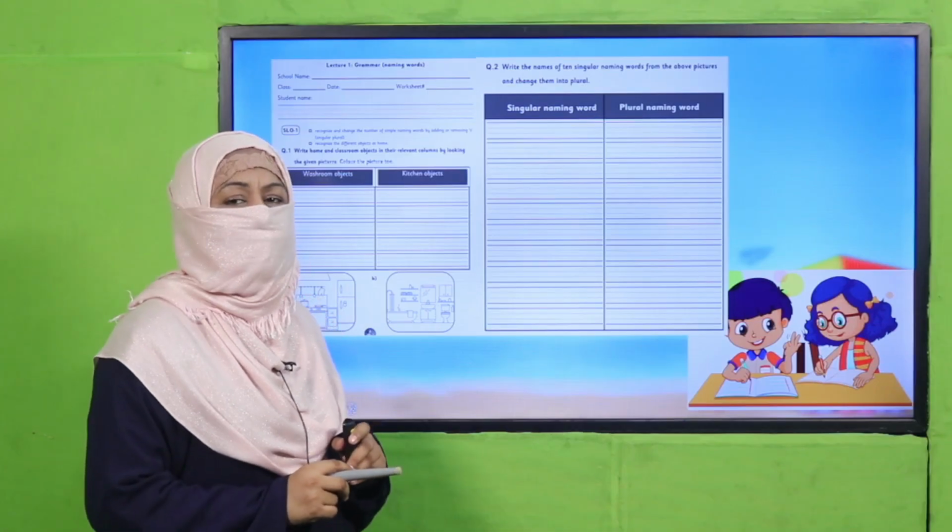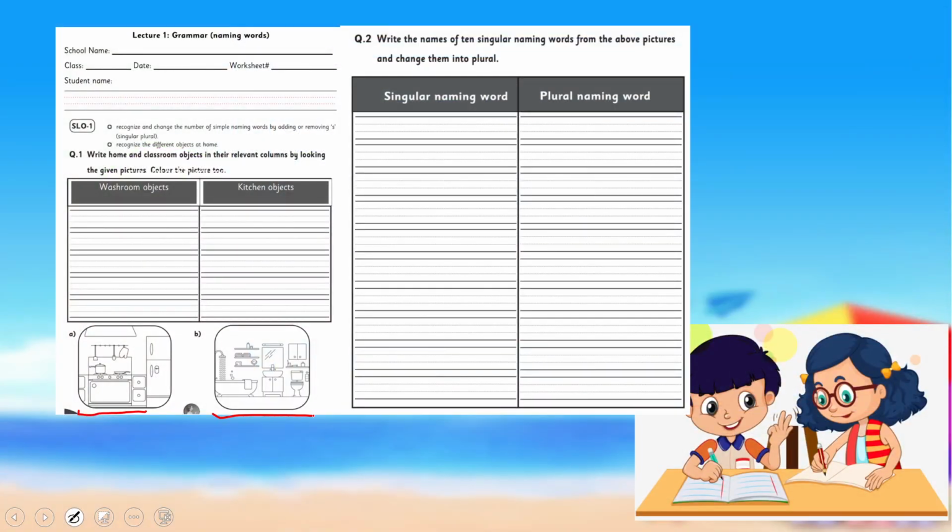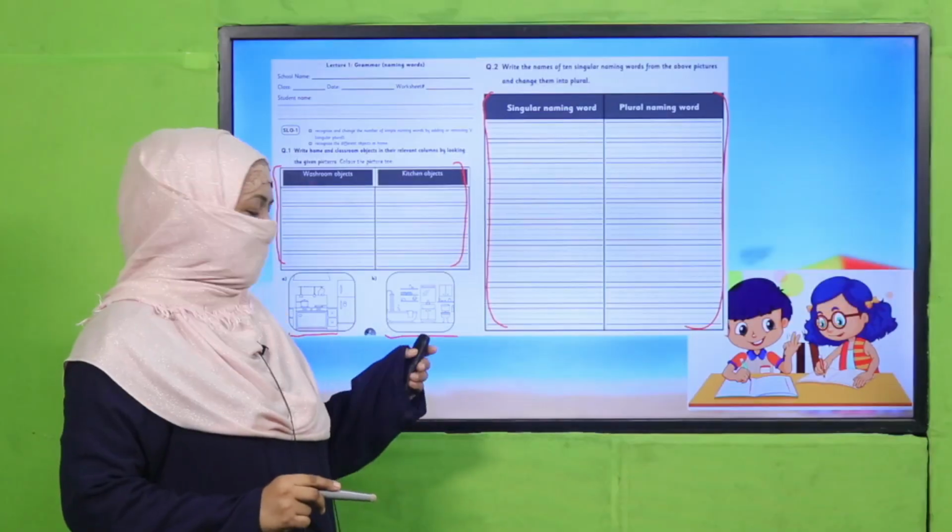And my dear children, what you are going to do, first of all, you'll have to look at these pictures and name washroom objects here and kitchen objects over here. After that, you will write singular naming words here and then write their plural forms, right? This is how you will complete these two worksheets.